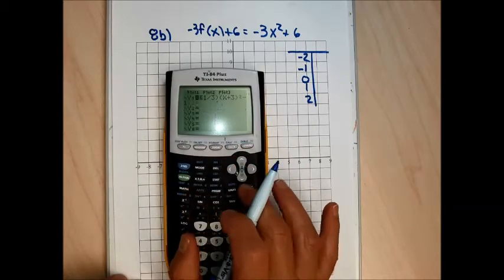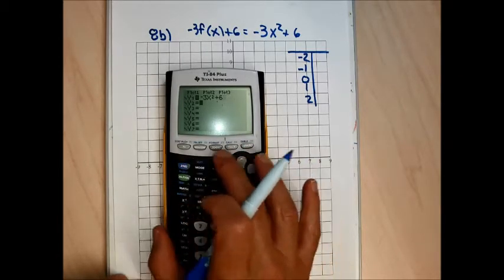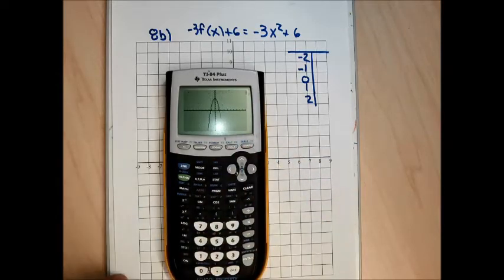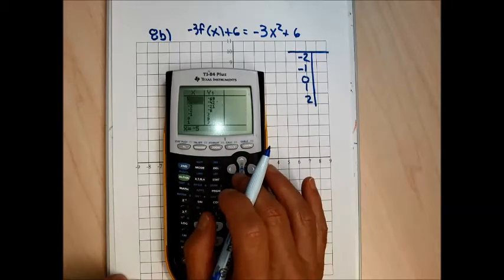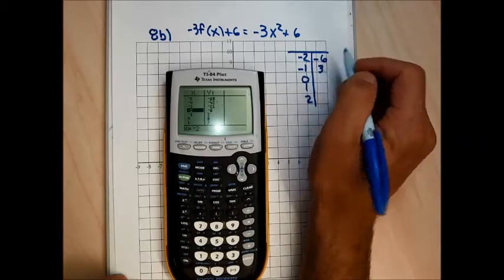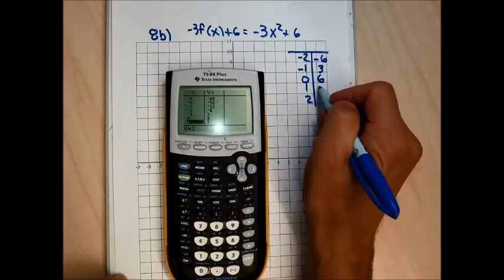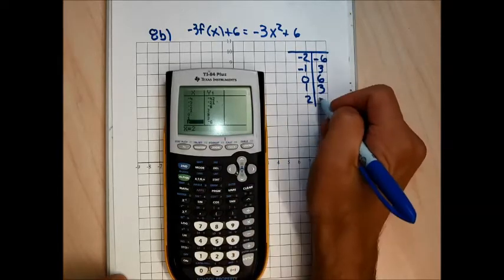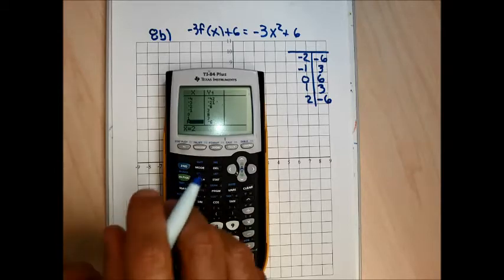So y equals negative 3x squared plus 6. Graph it. Should be a skinny upside down graph. And then second table, next to negative 2 I see negative 6. Next to negative 1 I see 3. Next to 0 I see 6. Next to 1 I see 3. And next to 2 I see negative 6. The reason I'm not graphing these like I did the first one, just moving it left and right, up and down, is because the narrowing doesn't make that work.